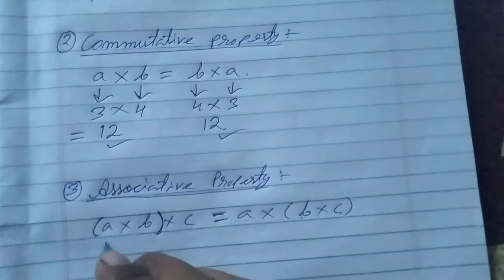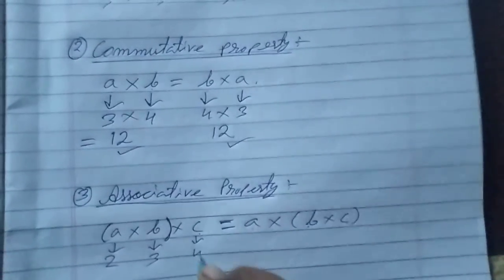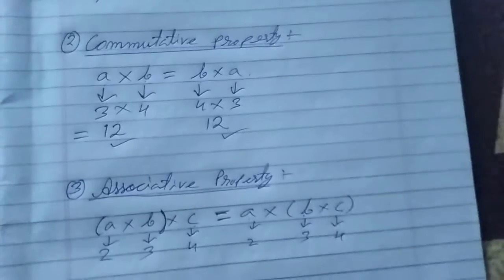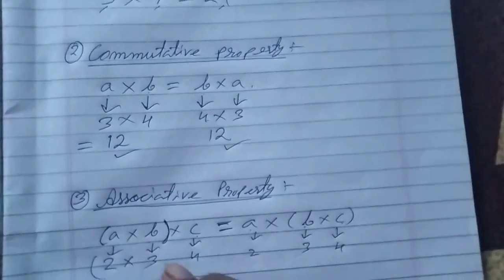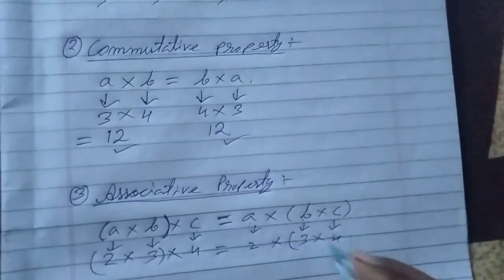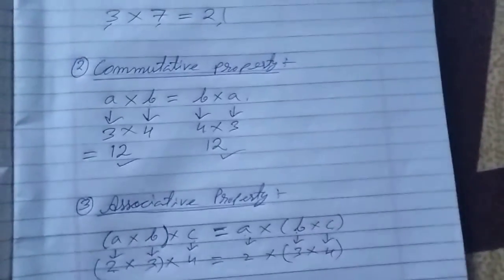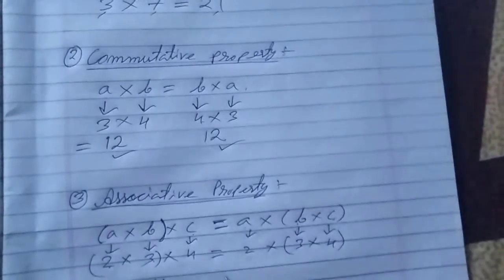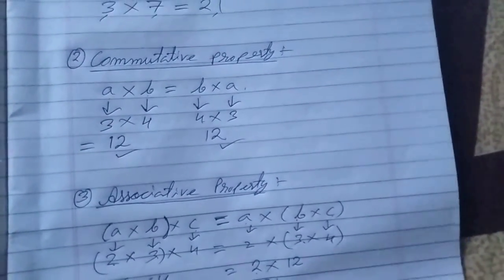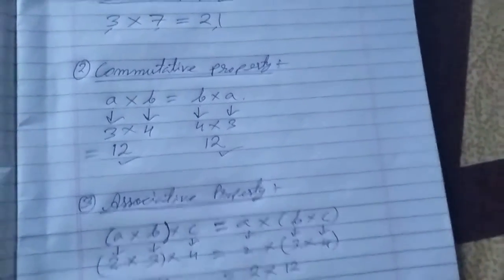Let's give an example. A equals 2, B equals 3, C equals 4. Here also A equals 2, B equals 3, C equals 4. So let us solve this. 2 into 3, 6 into 4, 24. Here 2 into 3 into 4, 12, 12 into 2, 24. So left hand side equals right hand side, which means this property is true for multiplication.